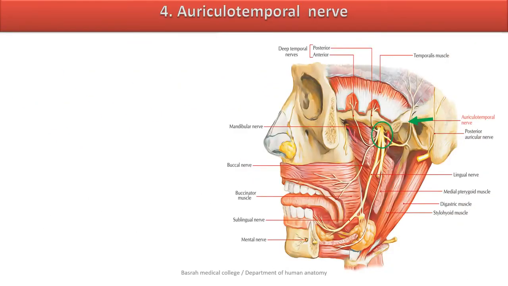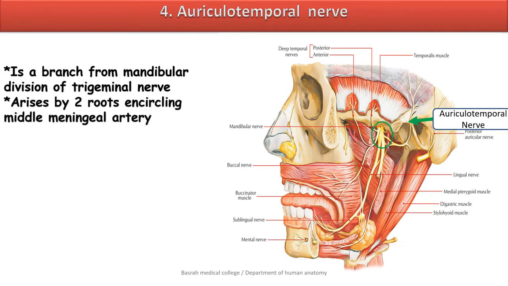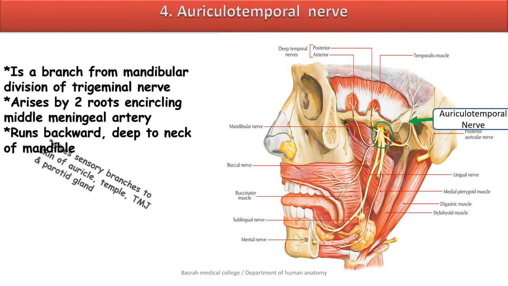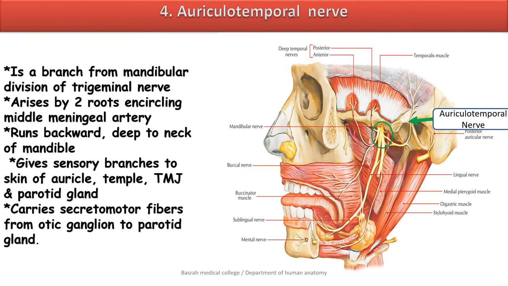The other nerve is the auriculotemporal nerve, which is a branch from the mandibular division of the trigeminal nerve. It arises by two roots encircling the middle meningeal artery, runs backward deep to the neck of the mandible, gives sensory branches to the skin of the auricle, temple, temporomandibular joint, and parotid gland, and carries secretomotor fibers from the otic ganglion to the parotid gland.